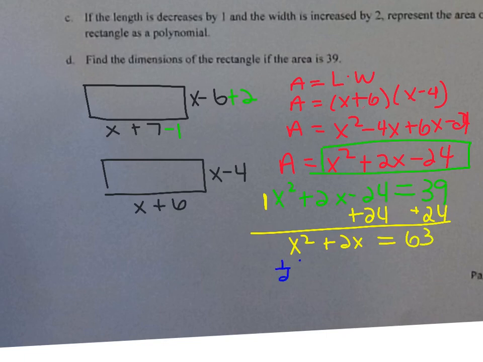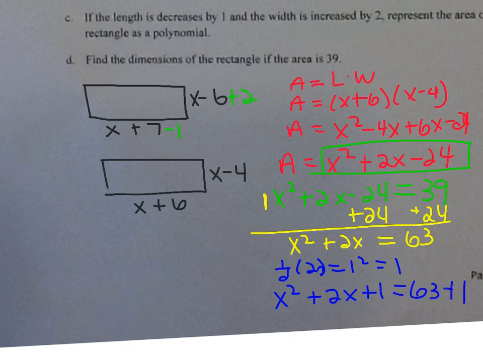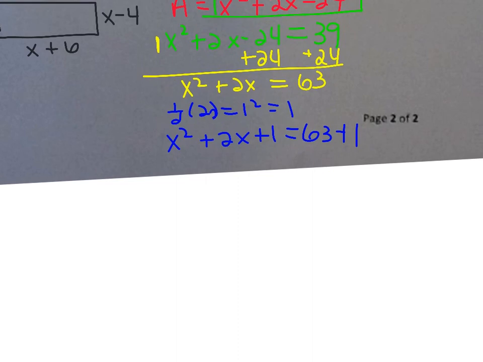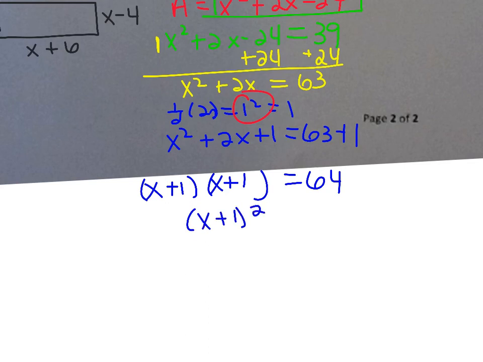So now I'm going to do half of 2, which is 1. Square it is 1. Add that to both sides. So we get x squared plus 2x plus 1 equals 63 plus 1. So 63 plus 1 is 64. I'm going to factor the left side. So we get x and x. And remember, what goes inside the parentheses is the number that we squared. So we squared a 1, so it's going to be positive 1, positive 1. So this is x plus 1 squared equals 64. To get rid of the square, you're going to square root both sides. So we get x plus 1 equals positive and negative 8.